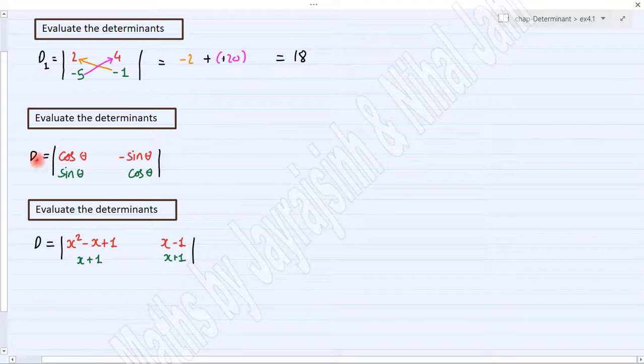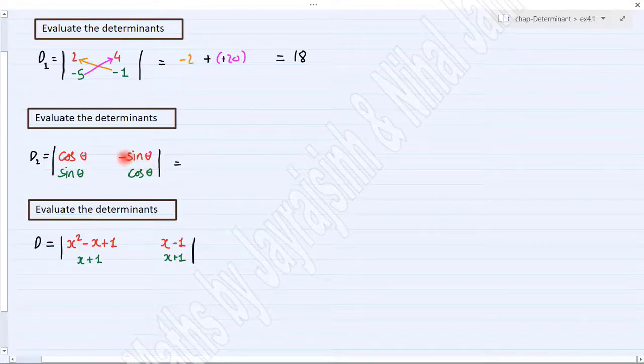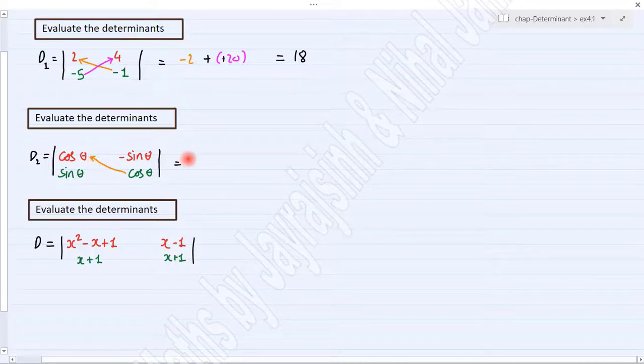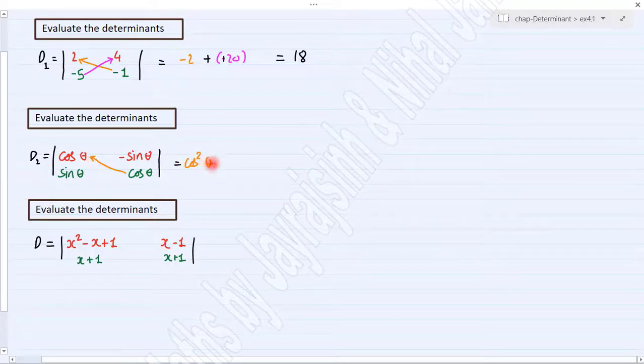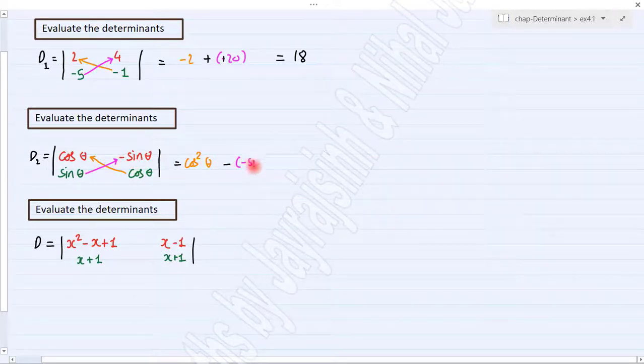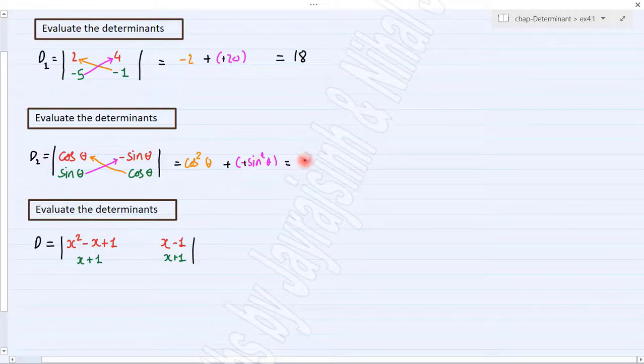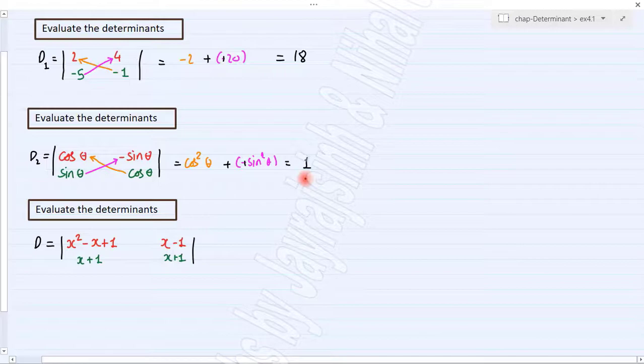Now let's try to evaluate the determinant D2, which is of order 2 cross 2. To evaluate this determinant, we have to cross multiply. This cos theta multiplied with cos theta will give us cos square theta, minus sin theta multiplied with minus sin theta will give us minus sin square theta. So here we'll get cos square theta, minus minus becomes plus sin square theta, which is equal to 1. Ta-da!